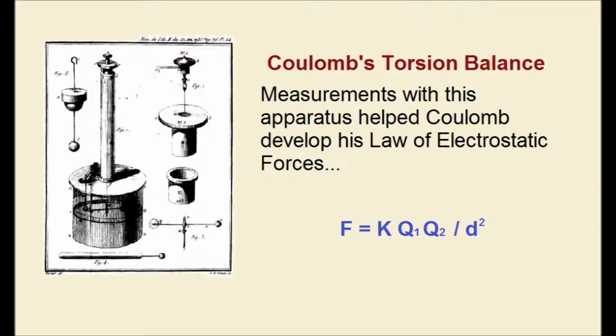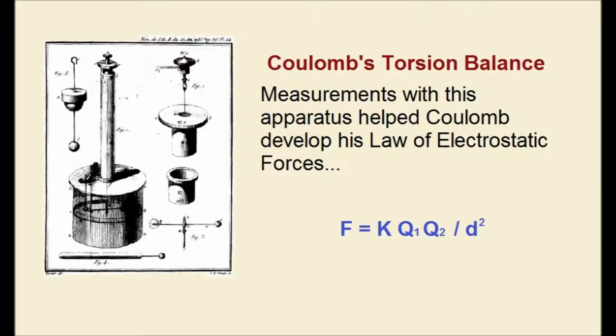The modern mathematical expression for this law is F equals K Q1 Q2 divided by D squared. Where F is the force between the two charges measured in newtons, K is a proportionality constant, Q1 and Q2 are the electrostatic charges measured in coulombs, and D is the distance between the charges measured in meters.